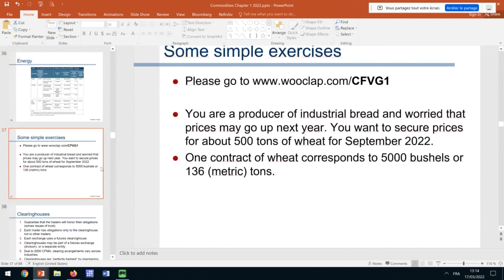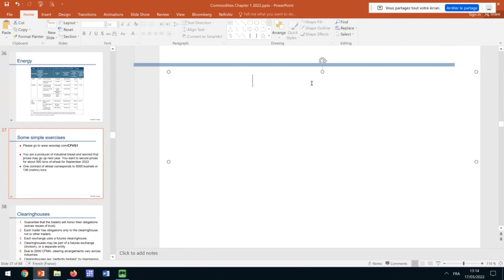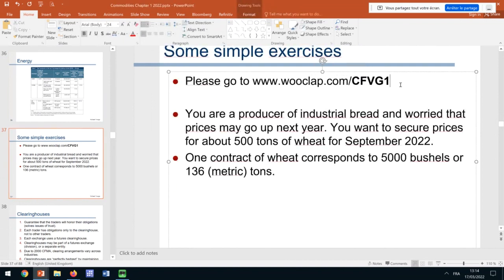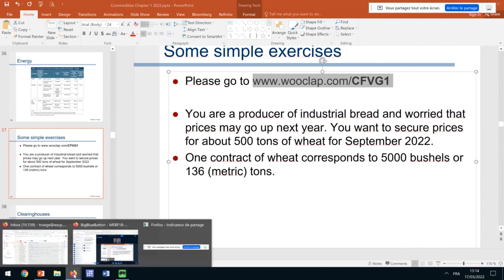Let's start to use WooClub now and do some very simple exercises. It's going to get a little more complicated over time, but for the moment, I just want you to go to WooClub. Open another browser window and type this address. And when you type this address, you should see, let me show you what you should see.